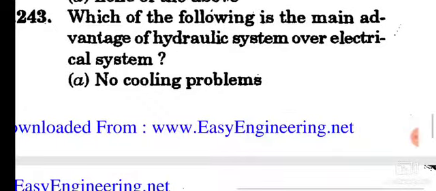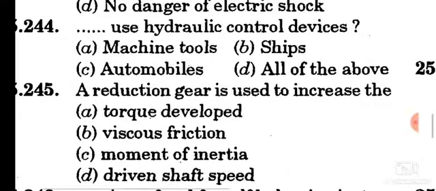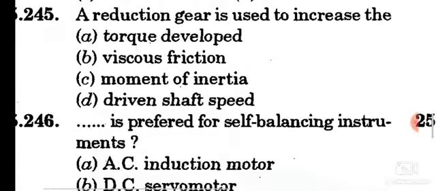Question number 243. Which of the following is the main advantage of a hydraulic system over an electrical system? Option C, smaller size. Question number 244. Dash use hydraulic control devices. Option A, machine tools. Option B, ships. Option C, automobiles. Option D, all of the above. So all of the above is the correct answer.